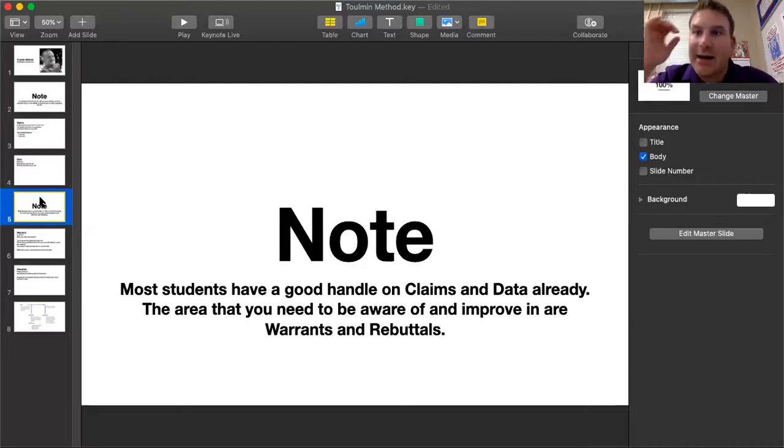At this stage of writing, just based on the first couple weeks here that I've interacted with all y'all's writing, warrants are really the thing that I need y'all to wrap your heads around. The best way I kind of explained it during 7th hour was, your claim is like a marshmallow. Your data is like chocolate, all right?